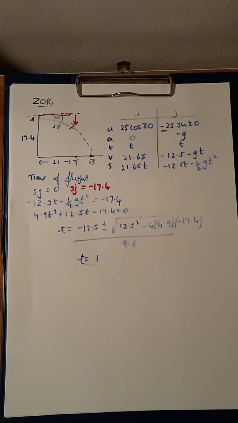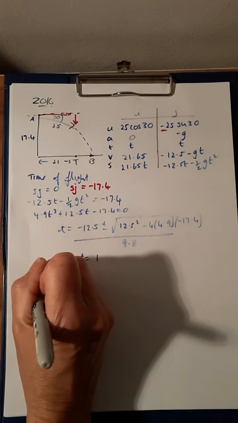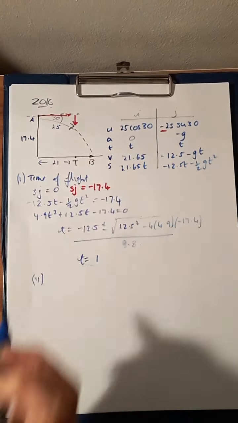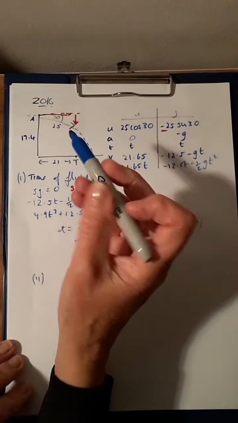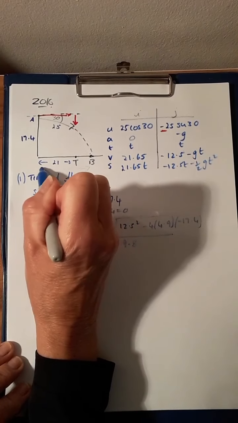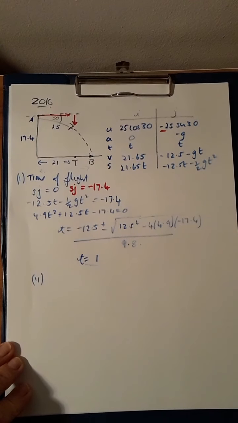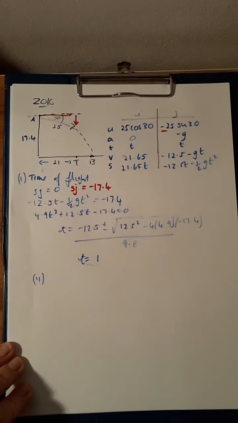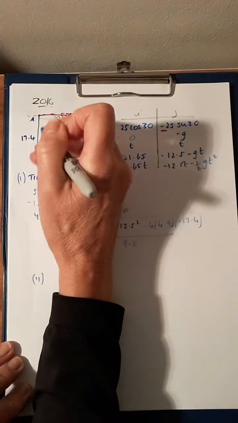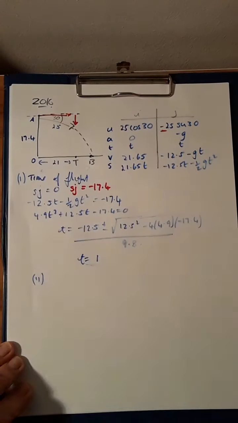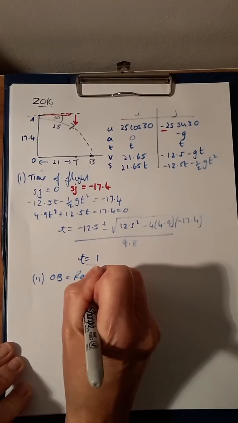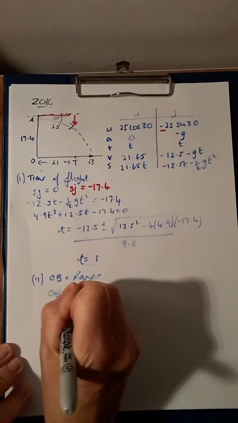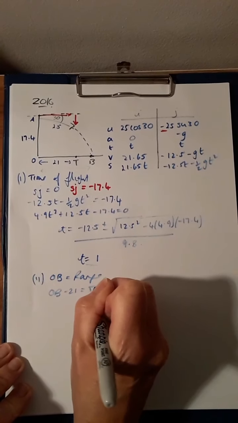The second part says find the distance TB. So first part, time of flight. The distance from T to B, this bit here. So if I find the total range and subtract it from 21, of course, that will tell me what the TB distance is. I'll call this bit O, that bit there. So what I'll do is I'll get OB, which is the range. So I'll take OB, subtract it from 21, and that will give me TB.